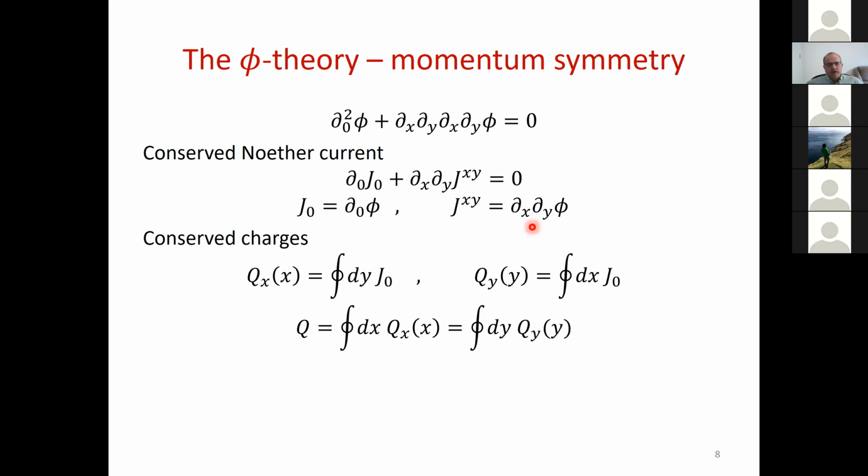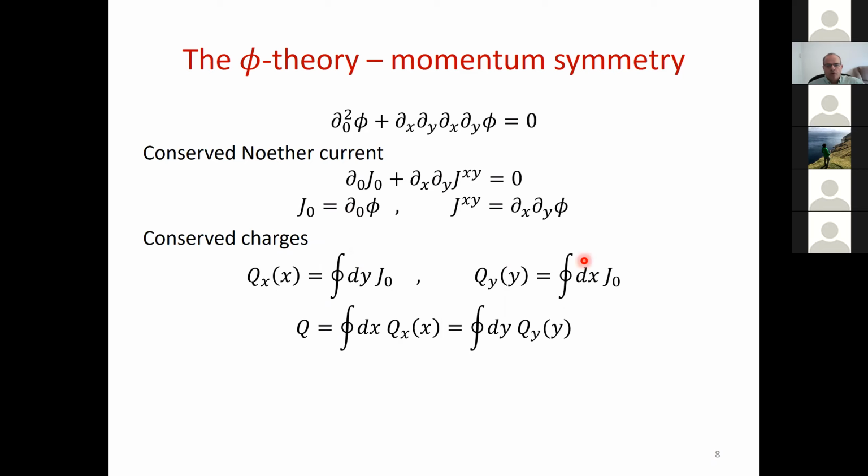And we can interpret it as the conservation of a current. We just give d0 phi a name, and we give dx dy phi a name, so we have these derivatives. And this looks like a very strange conservation equation, because we have two derivatives here rather than one derivative. And since we have two derivatives here, the conserved charges are Q_x, which can be a function of x, and Q_y, which can be a function of y, obtained by integrating this current only over y or only over x.